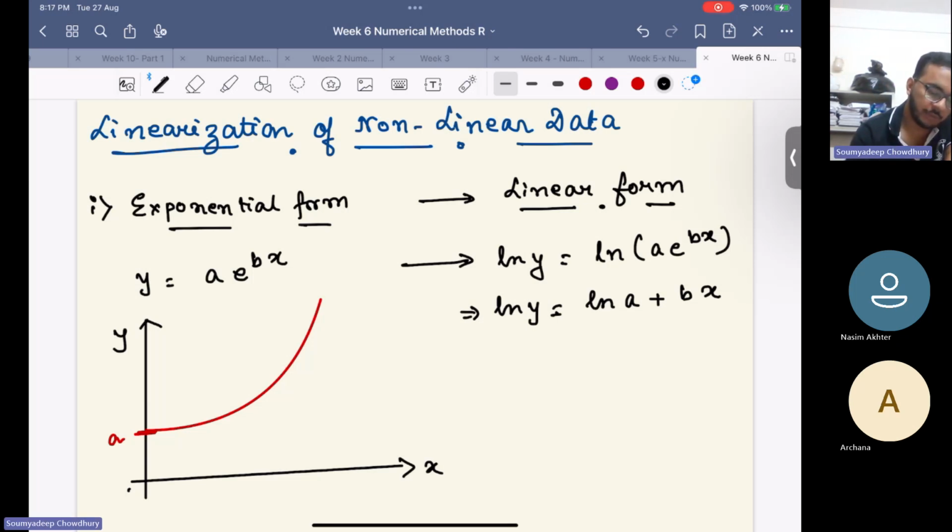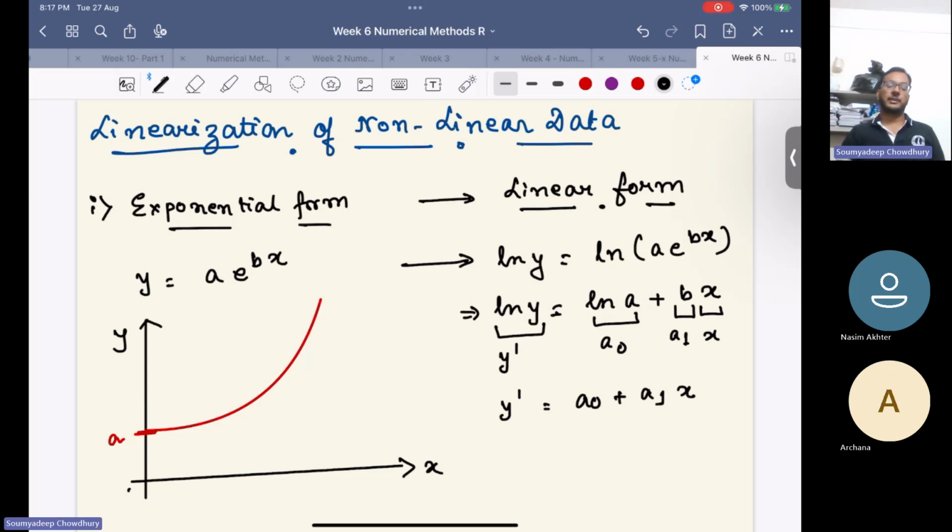So now if I change my y to y dash, where y dash is ln y, and x is the same, this is my x, this is my a naught, and this is my a1. If I rewrite this equation like this, isn't this a linear form? If I transform y to y dash, which is ln of y, I'm getting a linear form of this equation. Is it clear to you?